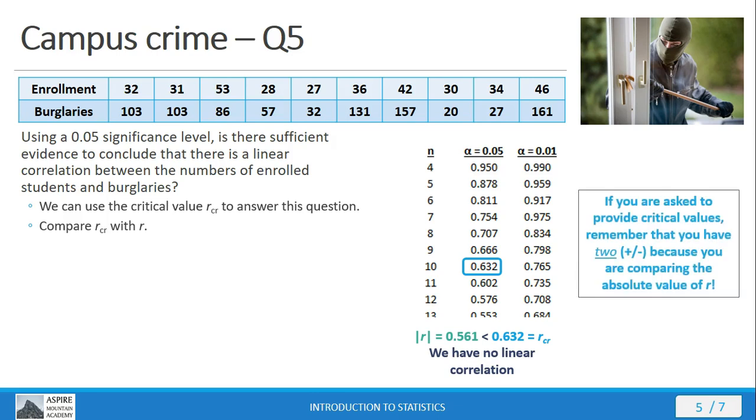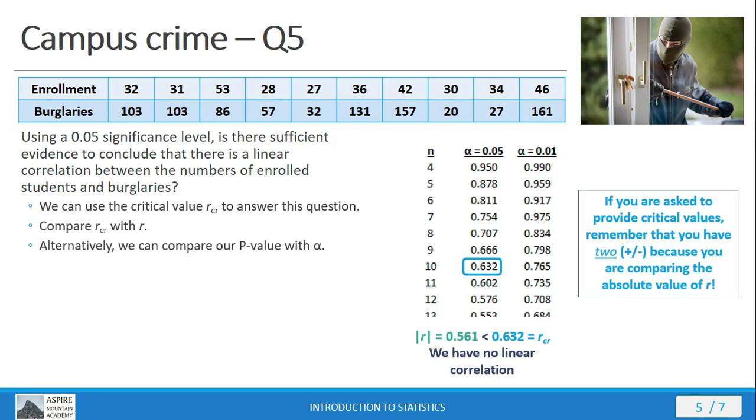Okay, again, if you're asked for critical values, remember you got two because you're just looking at general linear correlation. You're not examining positive or negative, just general linear correlation. So you've got two critical values, one on the left, which is negative, one on the right, which is positive.